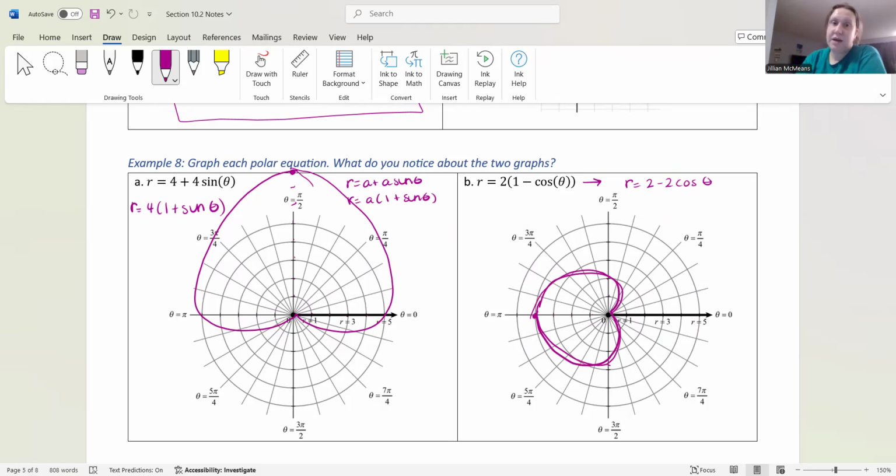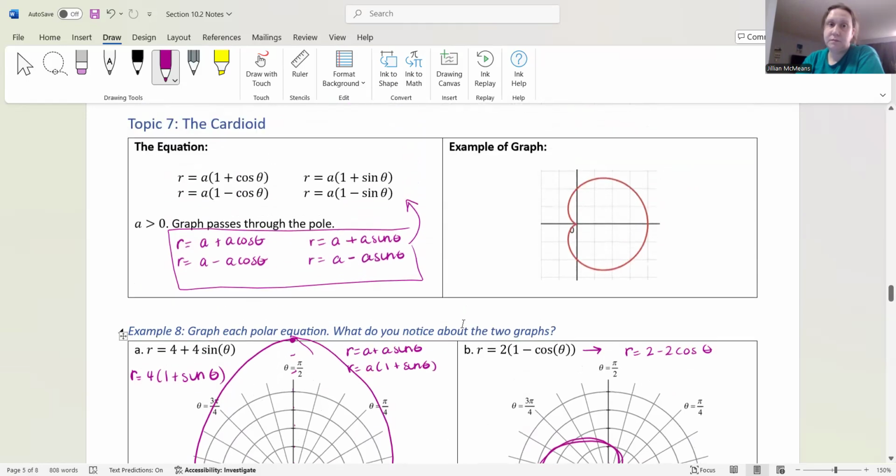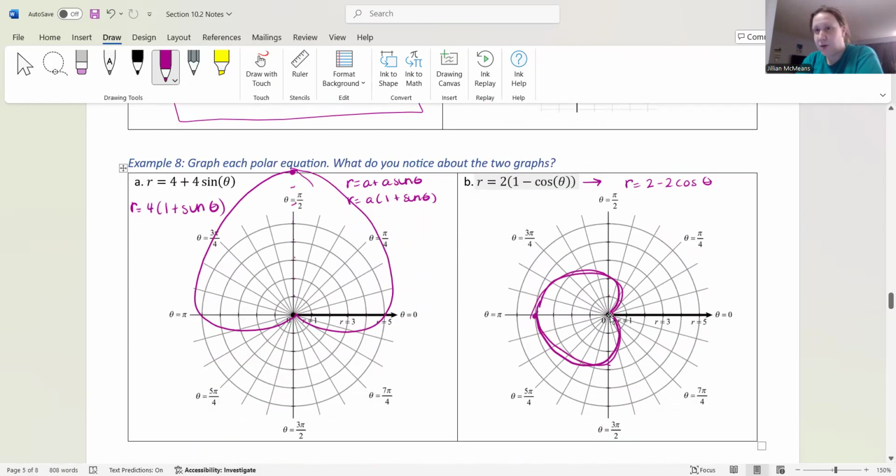Remember, for graphs in this format, the graph passes through the pole, so it's going to touch the pole in some way, shape, or form. And it's this little peak. We are going to look at another graph in just a minute that looks very similar to this, but it doesn't go in at this peak. So in the heart, it goes in at a peak for a cardioid. So that's it. That's a cardioid. You've seen a sine one. You've seen a cosine one.